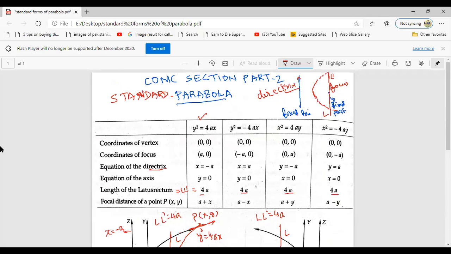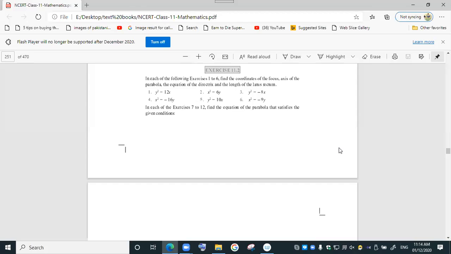Now we can start the questions on parabola. Question number 1. In each of the following, find the coordinates of the focus. We have to find the focus, axis of parabola, whether it is on x-axis or y-axis, equation of the directrix, and length of latus rectum.